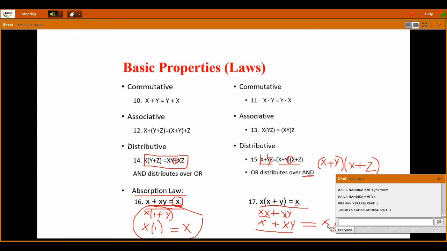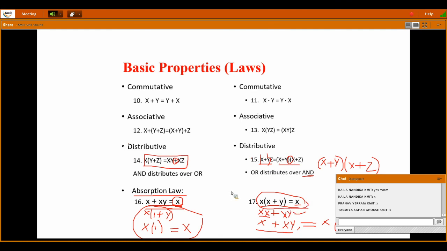Understood, all of you? So this is your 17th. Instead of doing all, how many steps are there? 1, this is 1, 2, and this is 3. Instead of doing 3 steps during the simplification process, you can directly write the answer. If you find such kind of expressions in any questions, Boolean expressions, you can directly write it as x. That is the meaning of this law being called the absorption law.